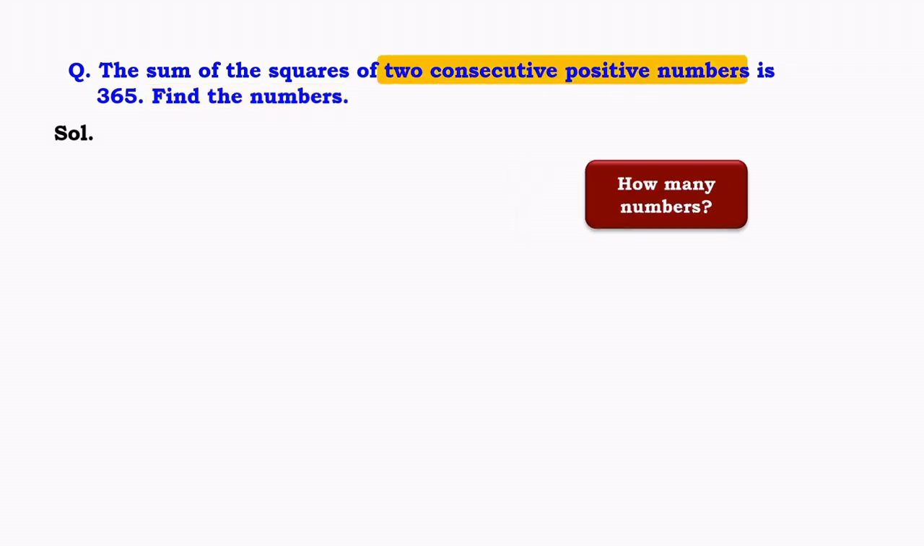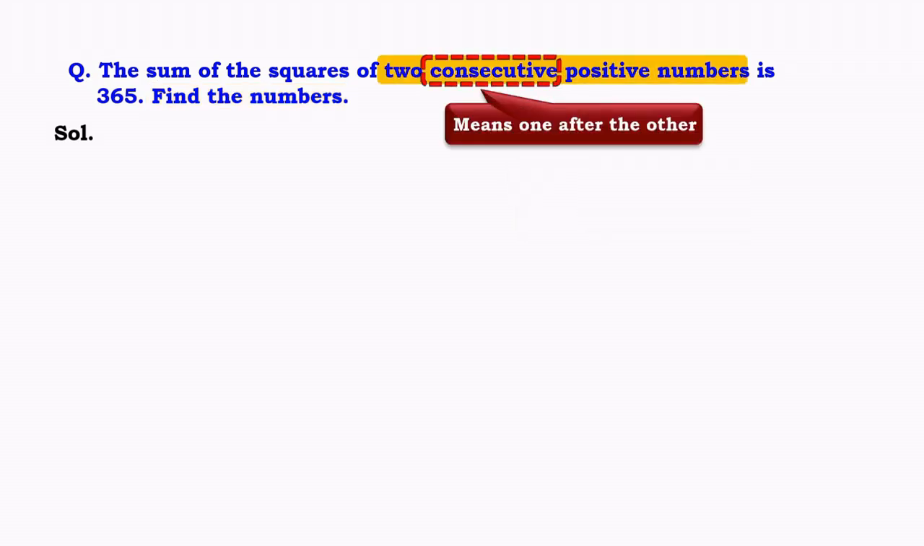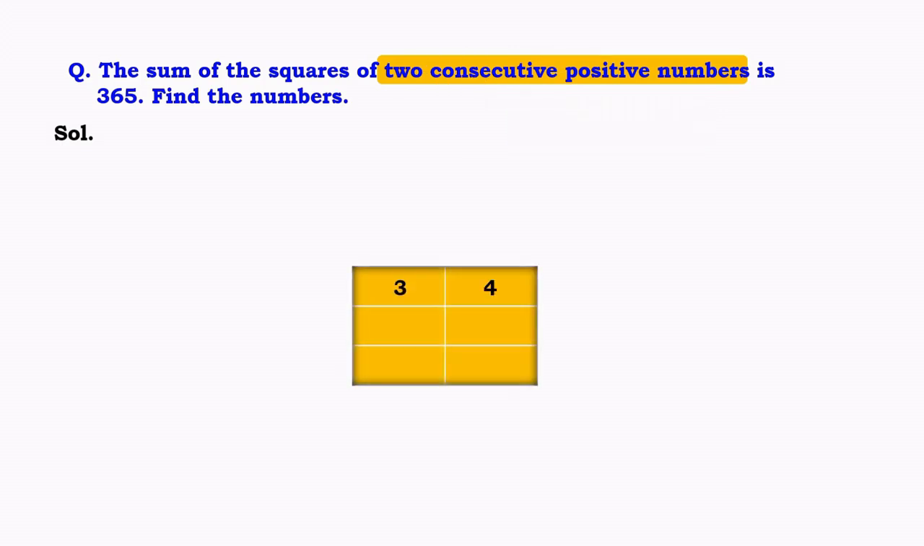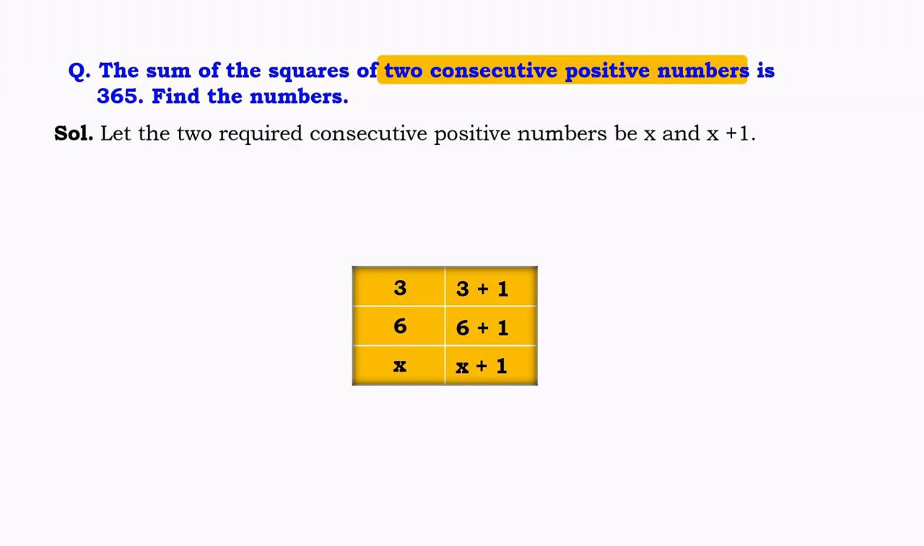What do consecutive numbers mean? Consecutive numbers are numbers that come one after another. For example, 3 and 4 are consecutive numbers. 6 and 7 are consecutive numbers. So, if one number is x, the next consecutive number will be x plus 1. Let the two required consecutive positive numbers be x and x plus 1.